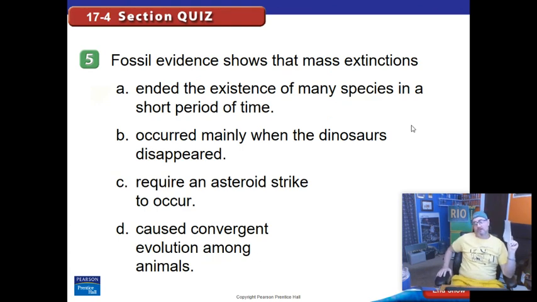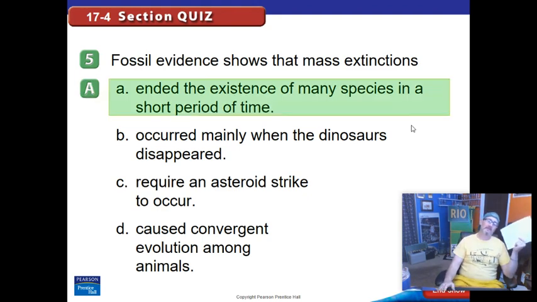Fossil evidence shows that mass extinctions ended the existence of many species in a short period of time, occurred mainly when the dinosaurs disappeared, require an asteroid strike to occur, or caused convergent evolution among animals. Only one of those up there is true. And mass extinction ended the existence of lots of species in a short period of time.